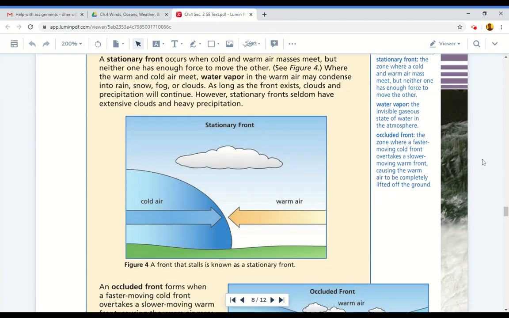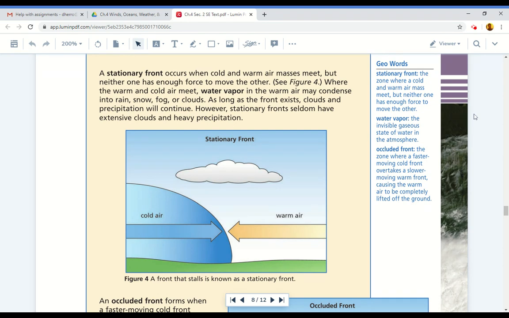A stationary front occurs when cold and warm air masses meet, but neither one has enough force to move the other. Where the warm and cold air meet, water vapor in the warm air may condense into rain, snow, fog, or clouds. As long as the front exists, clouds and precipitation will continue. However, stationary fronts seldom have extensive clouds and heavy precipitation.